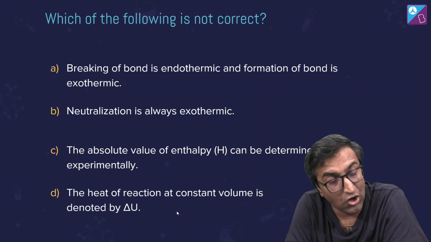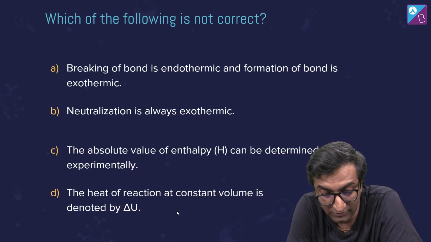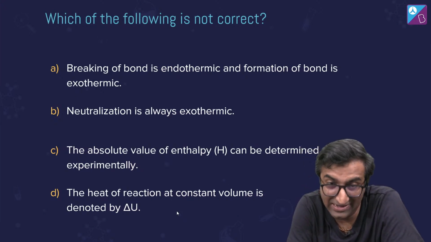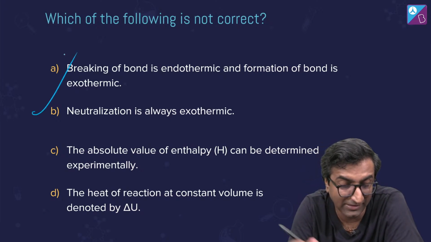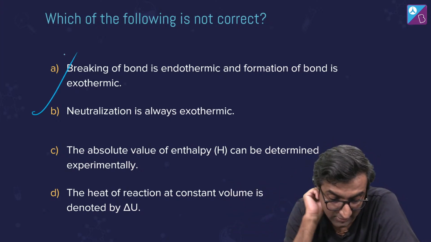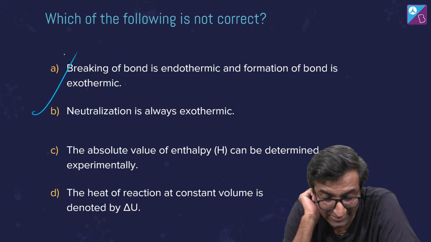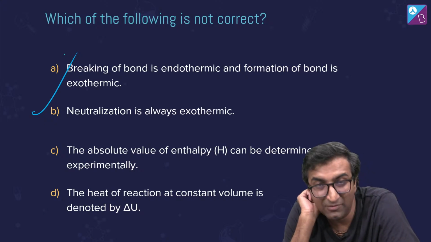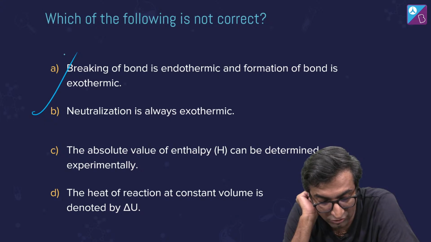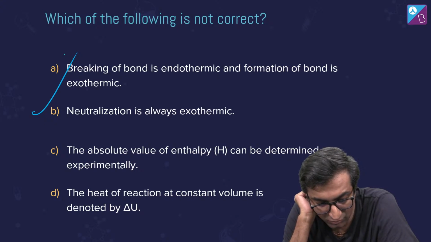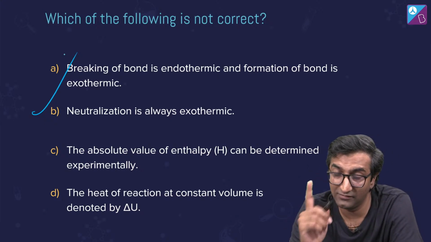Okay, which of these is not correct? Breaking of a bond is endothermic and formation of a bond is exothermic. I like this question. I like this question already. Neutralization is always exothermic. Oh wow, this one is correct. I've already told you why. This is correct for sure. The absolute value of enthalpy can be determined experimentally. This is a philosophical question. Okay, the heat of reaction at constant volume is denoted by delta U. The last one is correct. This is definitely true.